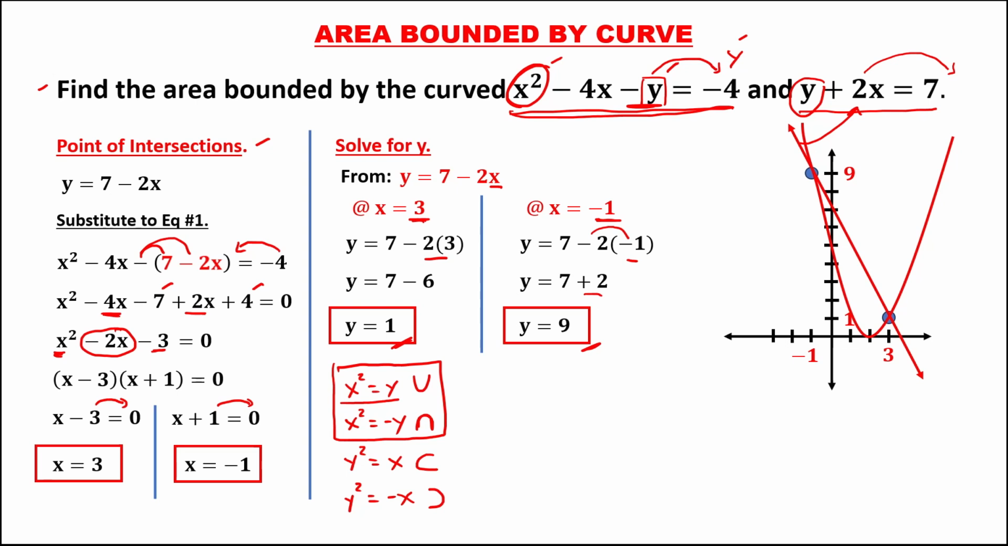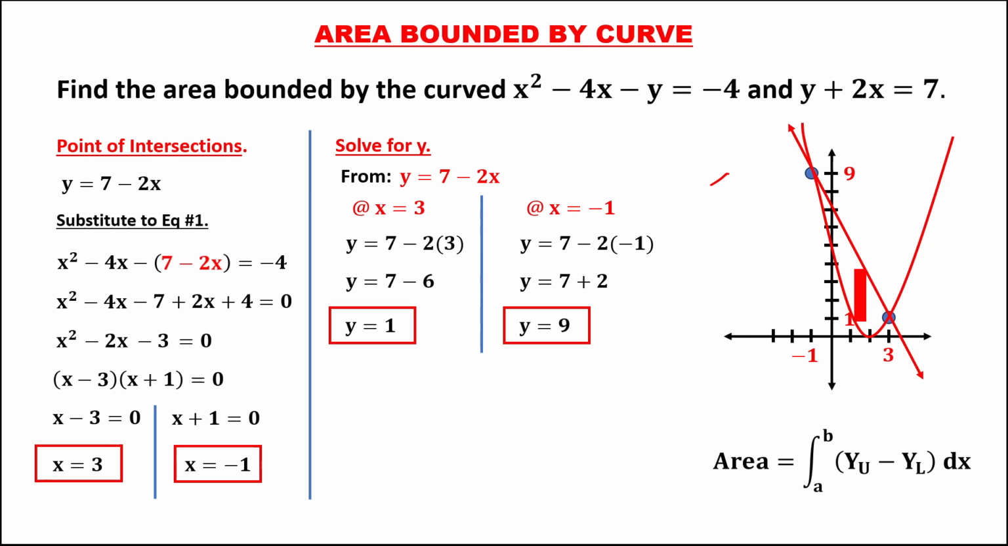And from this graph, we can find the area using the vertical formula. So we have the integral of the upper y minus the lower y. Then from this graph, the upper y is the line. So from the equation of the line, this one is the upper y, and the lower y is the curve. So from the equation of the curve, this is the lower y. So this one is the lower y, the curve.